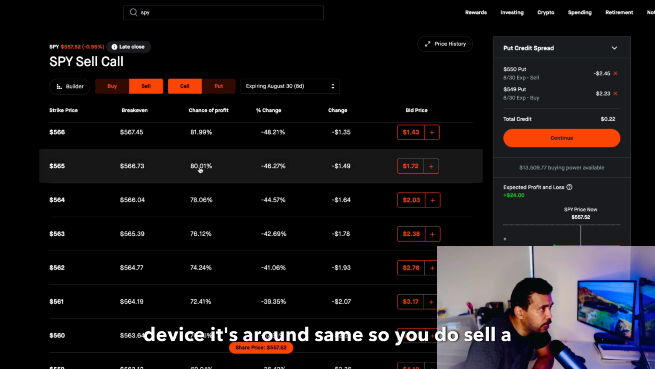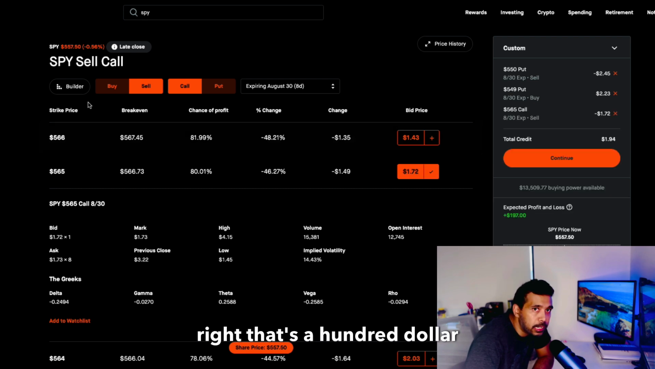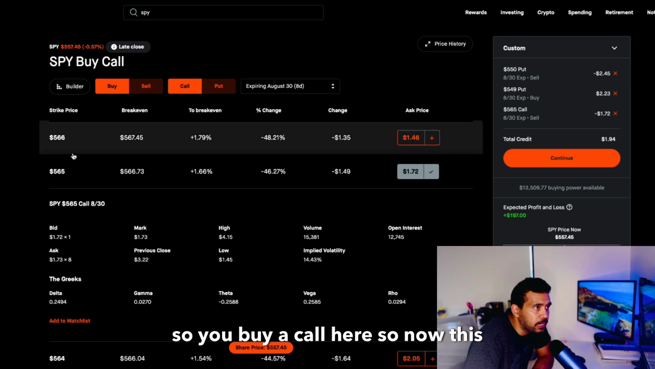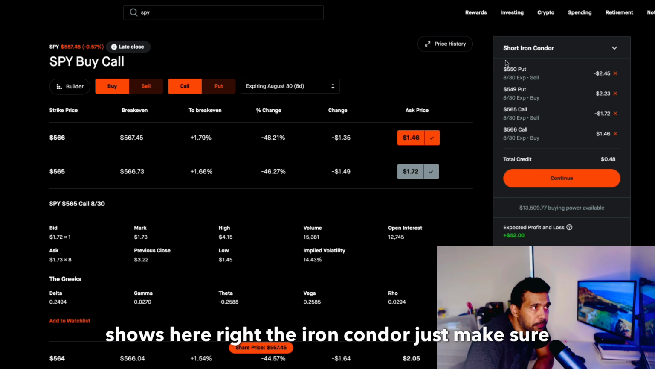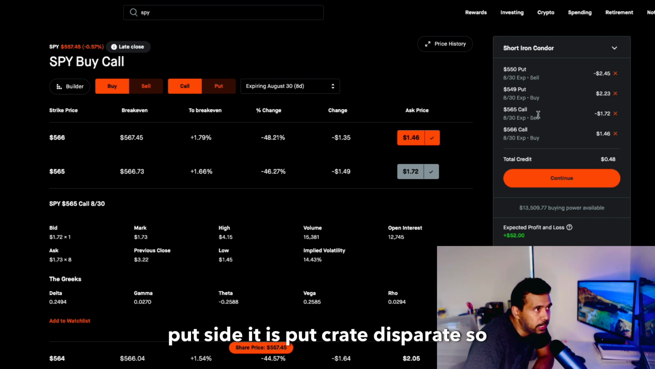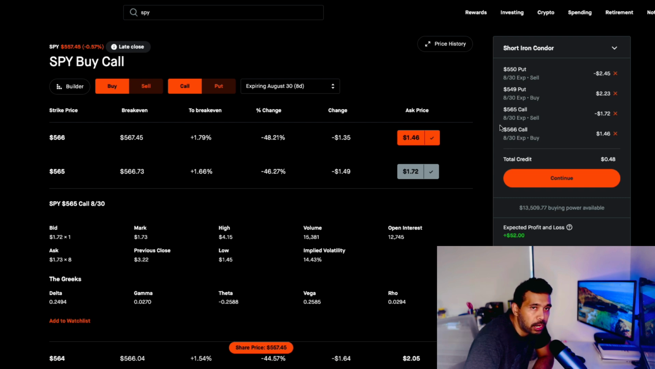So you sell a call here, and then you buy a call right above that, right? That's the $100 spread that I'm doing. So you buy a call here. Now this shows here, right? That's the Iron Condor. Just make sure that it shows Iron Condor here. So that is your 4 total legs and 2 strategies combined. Call side, it's a call credit spread. Put side, it is a put credit spread, right? So overall, combining these 4 should say Iron Condor.